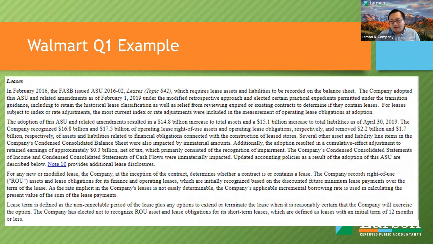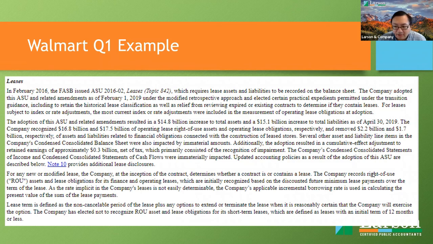So here's an example of Walmart. This is the adoption language, basically saying they have adopted the new lease guidance and have decided to use the modified retrospective approach, and then elected certain practical expedients for this lease guidance. And then they disclose the impact on total assets and the increase in liabilities. And then they also disclosed its impact to retained earnings of $0.3 billion net of tax.